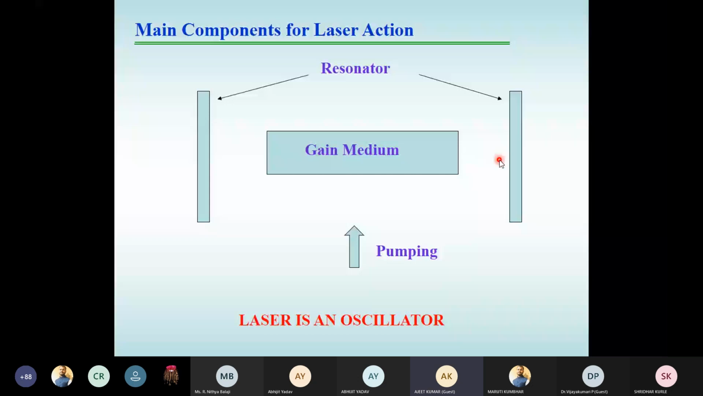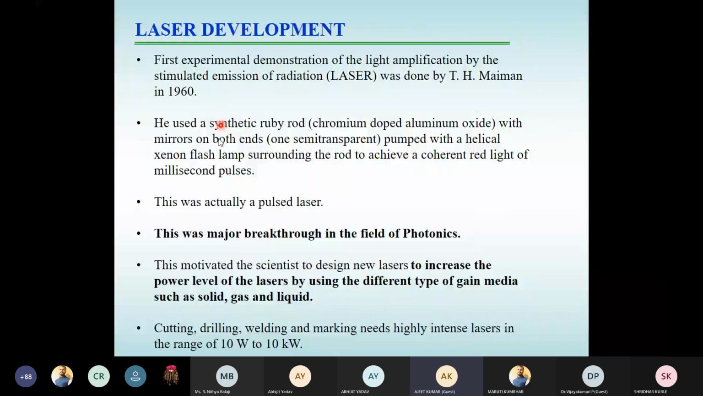So we will discuss the development of the laser. The idea was given in 1916, but the first laser was invented in 1960, which was the ruby laser, and it was basically a pulse laser. That was the major breakthrough in the field of photonics, to look for the possibility of coming up with new lasers using various gain media like solid, gas, and liquid, and to find laser output with increased or different power levels which can be used for different applications.